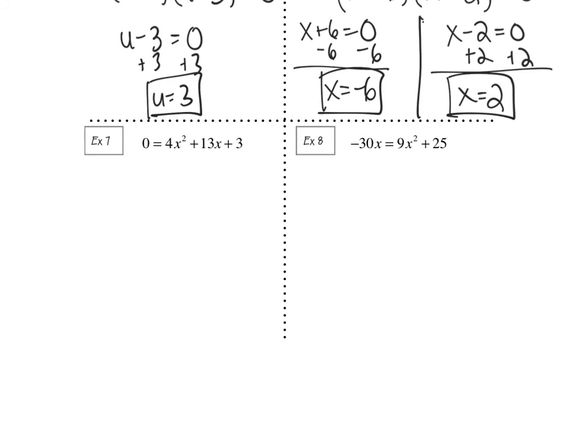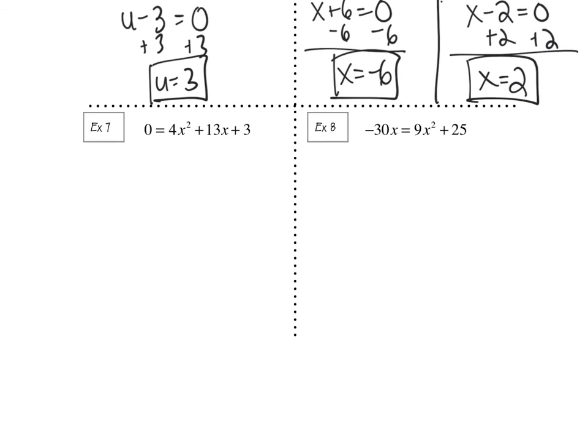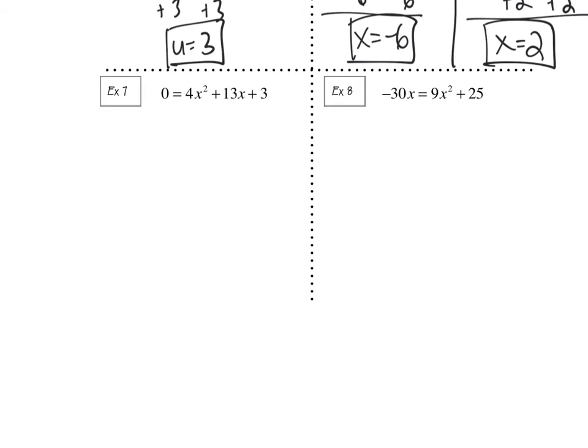The next two examples require a little bit more work on your part. Notice example 7 does have it equal to 0, but example 8 does not. So example 7, we're going to do the Berry method of factoring because it has a number out front. So ready? We say 4 times 3 is 12. We're thinking of factors of 12 that get you 13. 12 and 1, okay? And this is where you set up your answer.